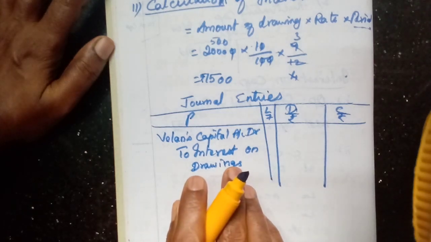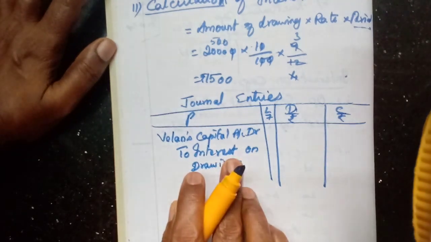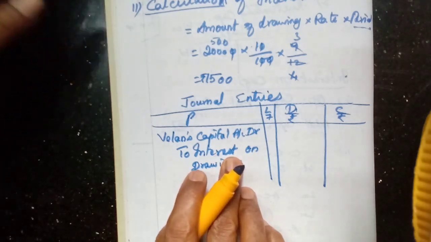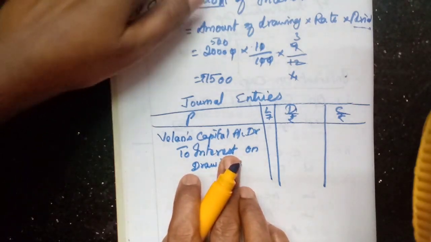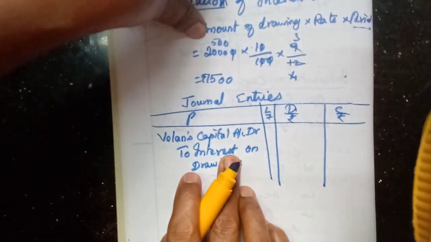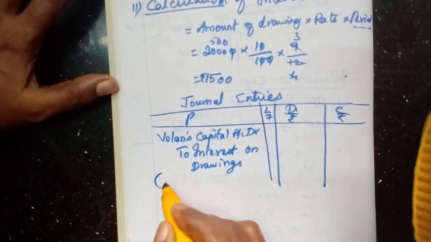So you must know how to calculate interest on capital, because under the calculation of interest on drawings itself, three methods are given: direct method, product method, and average period method. You should not confuse these methods. Sometimes they will ask, sometimes they will not ask. That time you should not confuse on which method we need to adopt. Here it is simple: the amount of drawings is given, then the rate is given, so that period we need to calculate. That's all. Then we will write the narration.